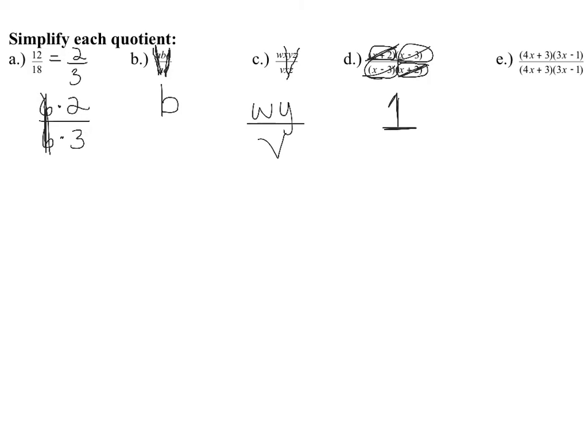E, the next one, is basically the same. This polynomial 4x plus 3 is the same as this, and because these things are being multiplied together, these can cancel out. Since the 4x plus 3 is being multiplied by 3x minus 1, they cancel out. So this 3x minus 1 and this 3x minus 1 represent the same number. So essentially, this is going to be the same number times the same number over the same number times the same number, which is, again, going to reduce to 1.